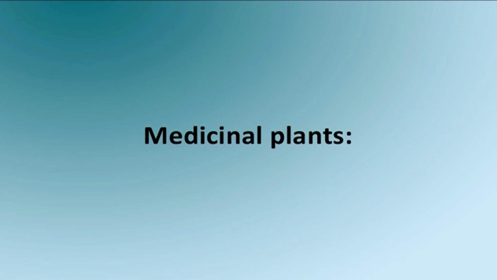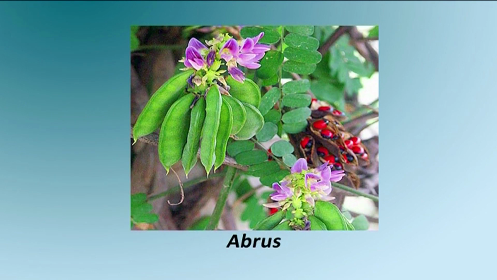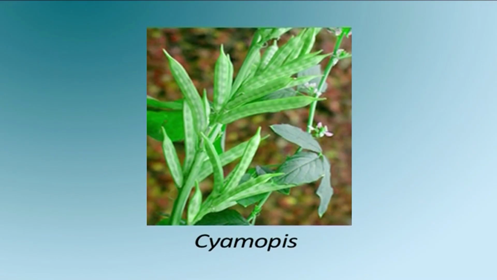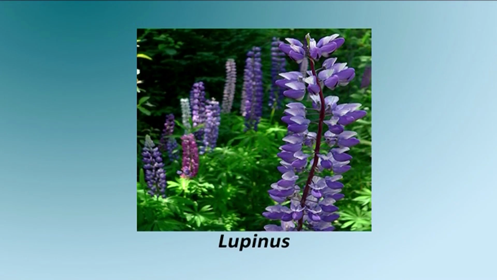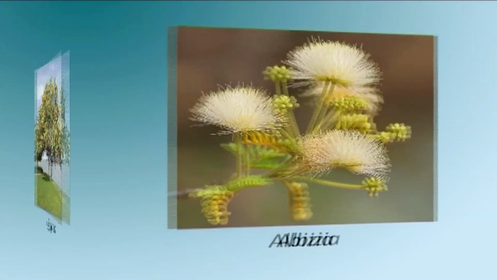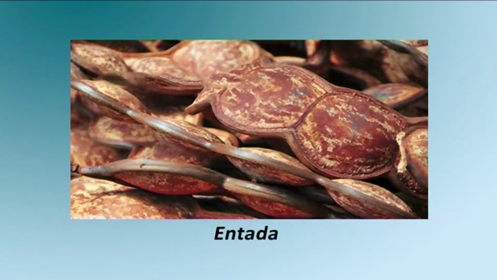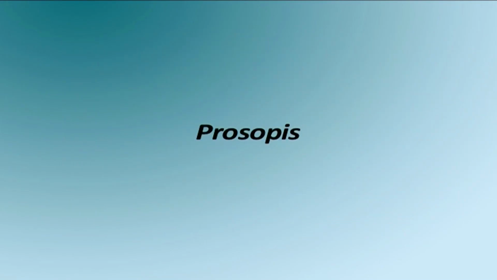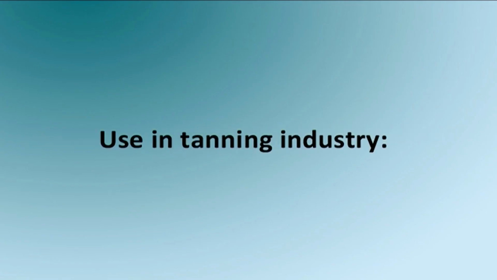Medicinal plants from this family are species of Abrus, Arachis, Cyamopsis, Lupinus, Trigonella, Caesalpinia, Cassia, Albizia, Acacia, Entada and Prosopis, etc. Use in the tanning industry: species of Bauhinia, Phanera, Caesalpinia, Acacia and Albizia, etc., are used in the tanning industry as well. With this account of Fabaceae, I conclude this lecture and say thanks to you.